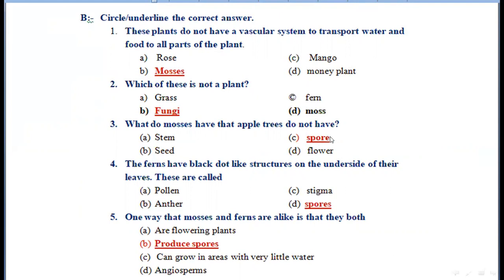Mosses have spores. Ferns have black dot-like structures on the underside of their leaves. These are called spores. One way that mosses and ferns are alike is that they both are flowering plants, produce spores, or can grow in areas with very little water, or are angiosperms. The correct answer is they both produce spores.